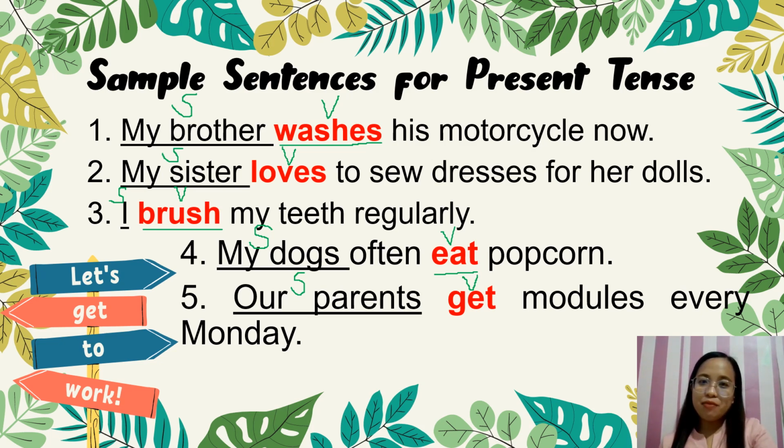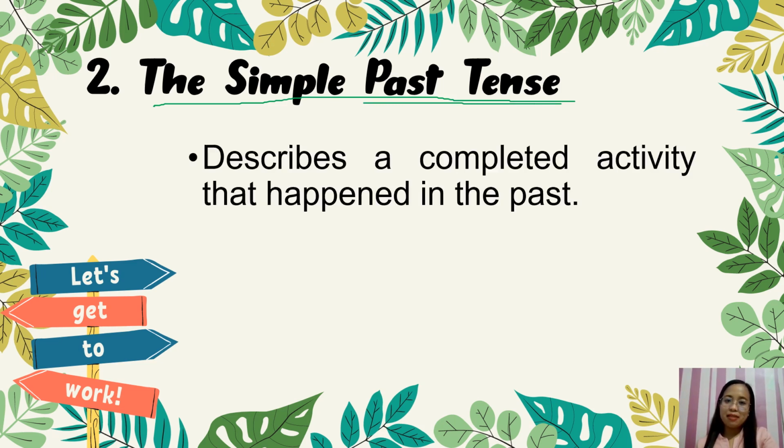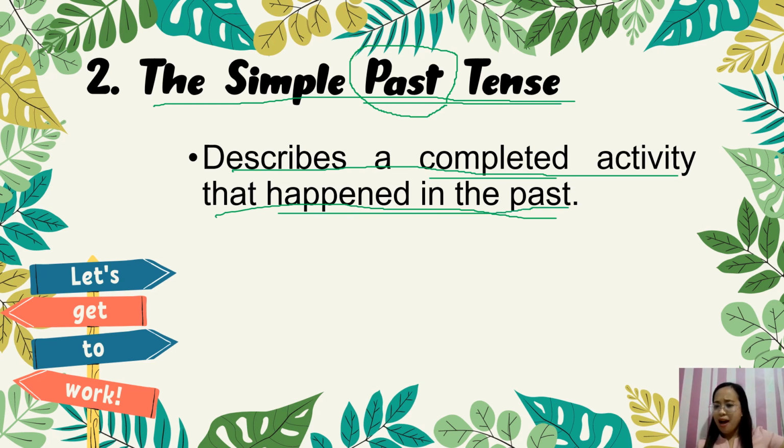Alright, very good. Now let's move on to the next simple tense, which is the past tense. Okay, today we were going to move on to the simple past tense. Right, ito naman, kanina present tense, ngayon naman past tense. Okay, what is the simple past tense, class? The simple past tense describes a completed activity that happened in the past. Oh, kaya nga past na eh, tapos na. Nakalipas na or nakaraan na siya. So, it is already completed and it happened in the past. So, ibig sabihin kahapon, o isang araw, isang taon. So, yun. Mga nangyari na.